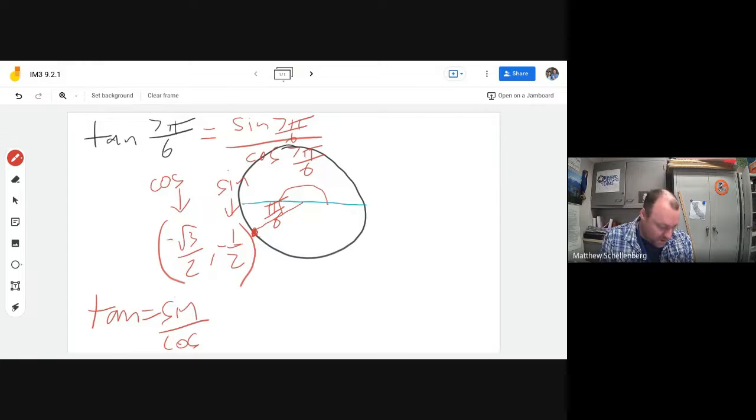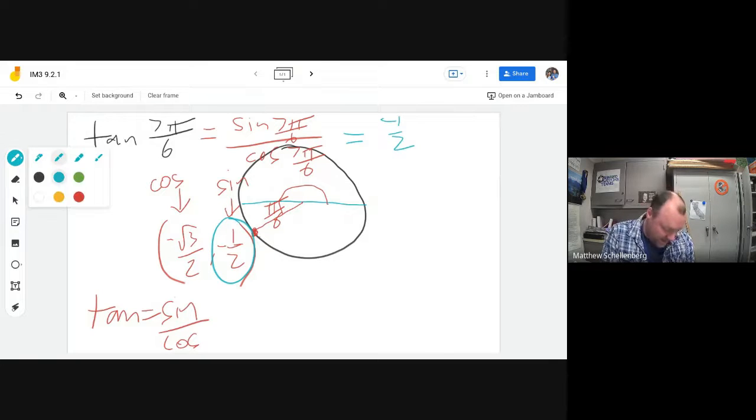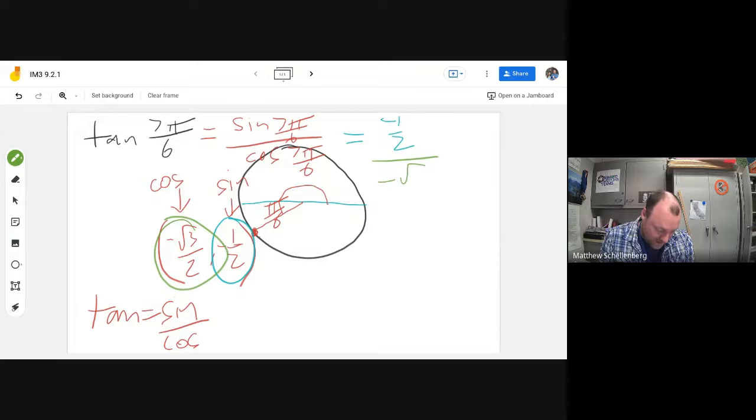And so we happen to know what these are. Sine of 7 pi over 6, well, that's this one. That's negative 1/2. And then the cosine is negative square root of 3 over 2, which is this one right here. So that's divided by negative square root of 3 over 2. And then we simplify. And what we talked about the other day is that when you're dividing a fraction by a fraction, you simply take the bottom fraction and you flip it and you multiply it. So in this case here, we have that negative 1/2 divided by negative square root of 3 over 2. We're going to have to take that negative square root of 3 over 2 and flip it and put it up there. So here's what that would look like.